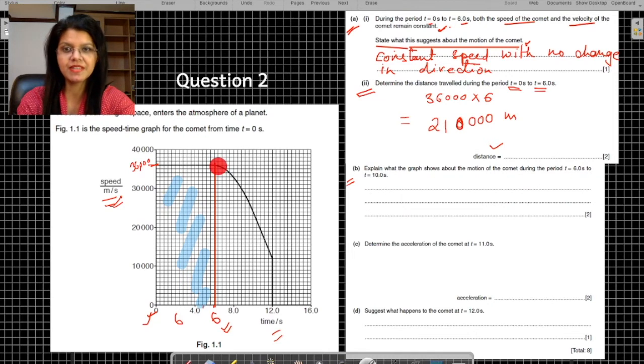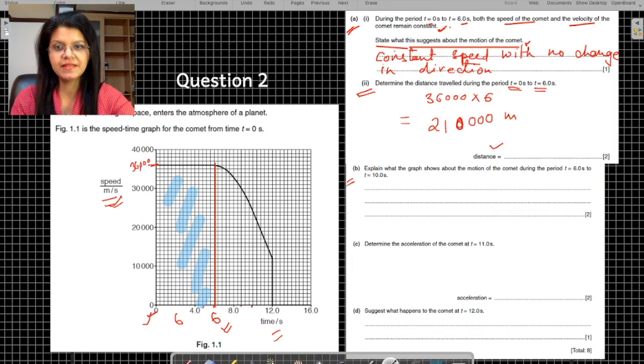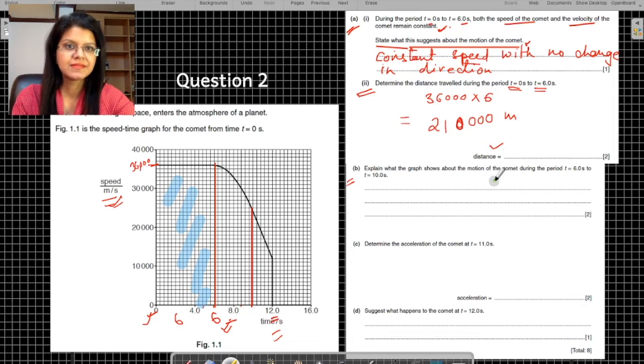So they are talking about time t is equal to 6 till time t is equal to 10. So let us find out where is 10. 10 would be somewhere exactly in the middle here, between 8 and 12, right? So explain what the graph tells you about the motion of the comet between time t is equal to 6 to 10. So they are talking about this part of the graph.